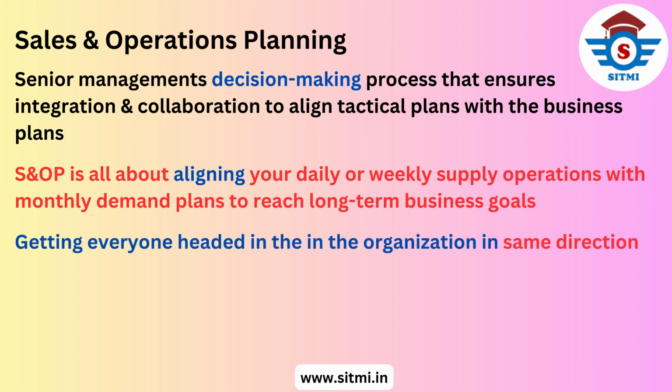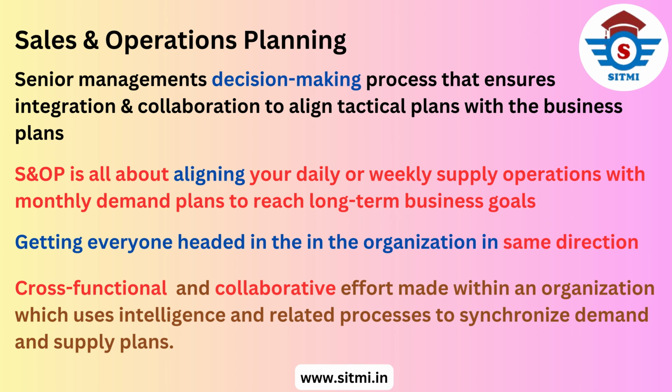Now, sales and operations planning is all about getting everyone in the organization headed in the same direction, including your contract manufacturers or suppliers or distribution partners or even your customers. Now, a very important point to note here is that the sales and operations planning process is cross-functional in nature, and it is a collaborative effort made within an organization which uses intelligence and related processes to synchronize demand and supply plans. After this integration, all possible efforts are made to align supply and demand through different functions within an organization.